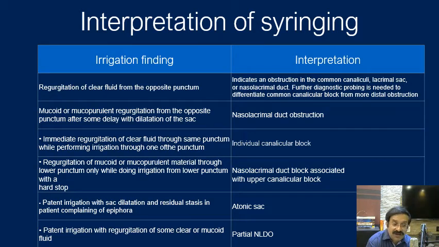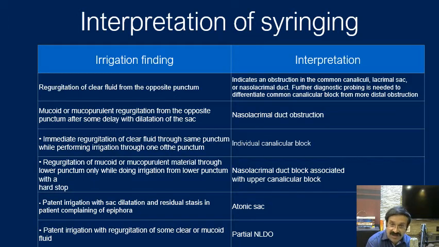Now, here it's very strange. The patient comes with watering, there is epiphora, but when you do a test, the patient says that I can taste the bitter taste or saline taste in my mouth, and there is a sac dilatation, which also eventually, if you give a pressure, it empties. So this obviously is an atonic sac, which means there's a pump failure.